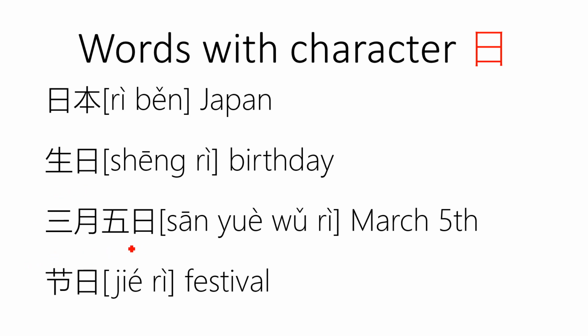3月5日, third month, fifth day, means March 5th. So March is the third month. 3月5日, so it means day. 节日, festival. 日 means day, so yeah, it also plays a role here. 节日 means festival. So you can see 日 is a very common character used in many very simple words.